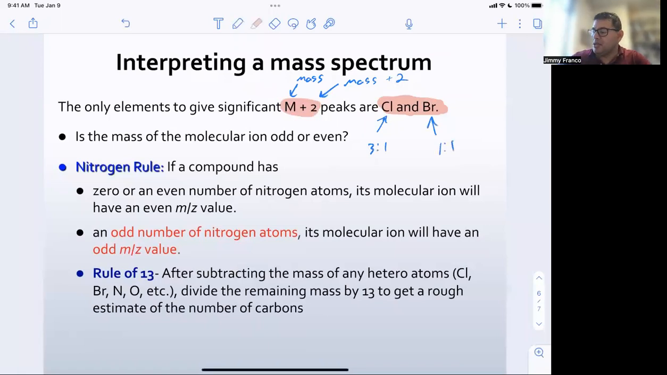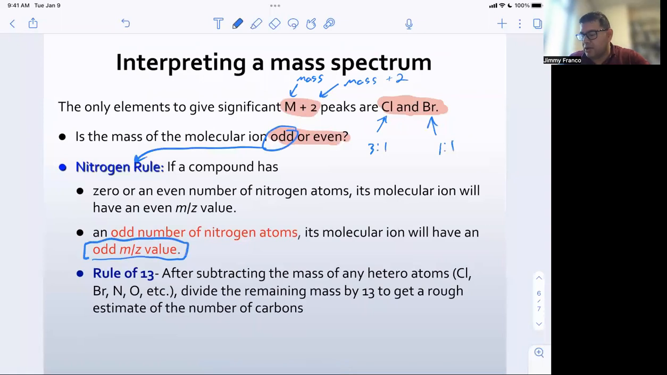All right, the next thing you should look for is the mass odd or even? If it's odd, right, meaning it has an odd molecular weight, it usually means it has a nitrogen. Now, if a compound has an odd number of nitrogens, meaning typically it has 1 or 3 or 5, it's going to have an odd value, right, in terms of molecular weights. Right? So when it's M/Z, it'll be odd.